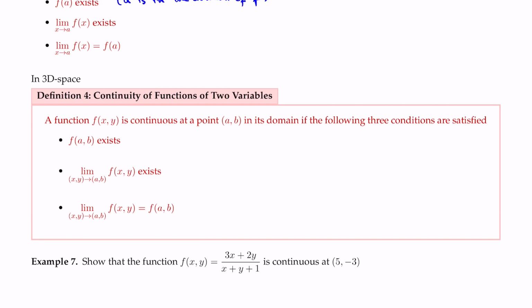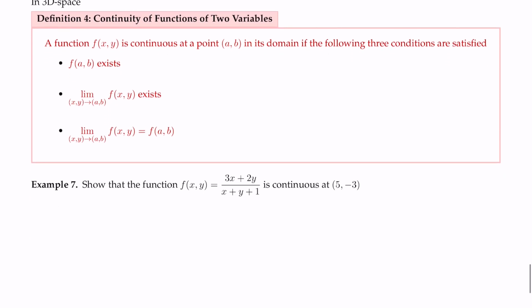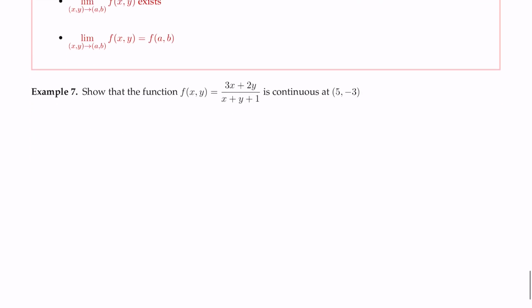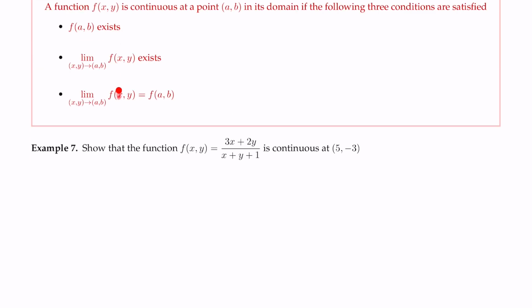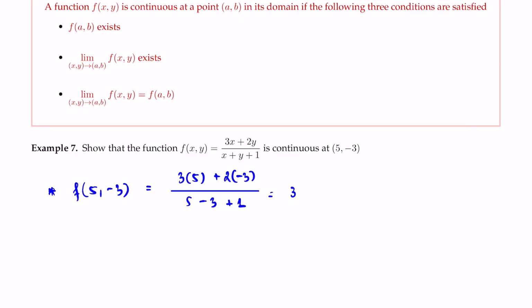Now we're going to do quick calculations to show that the function (3x + 2y) over (x + y + 1) is continuous at (5, -3). So we need to show that the three conditions listed here are satisfied. First, let's calculate the output of the function at the point (5, -3). That is f of (5, -3) equals (3 times 5 plus 2 times -3) over (5 minus 3 plus 1), and this is equal to 3 if we do the calculations correctly. So the output exists, so the first condition is satisfied.